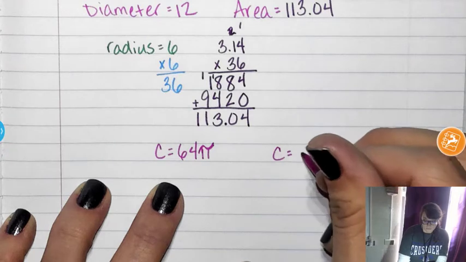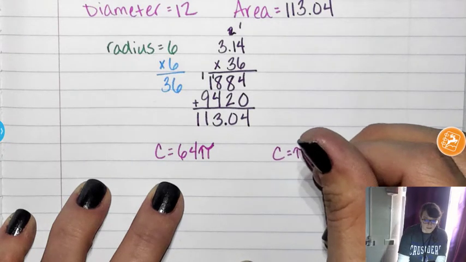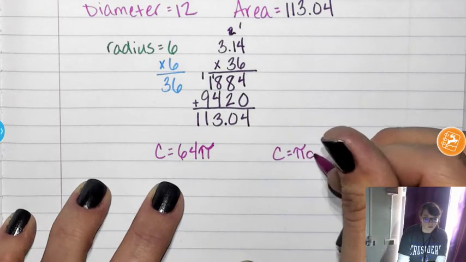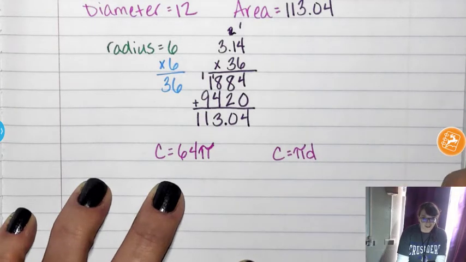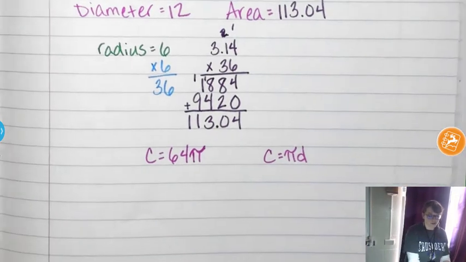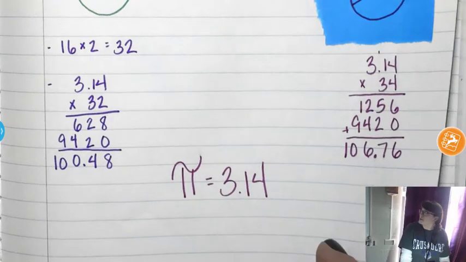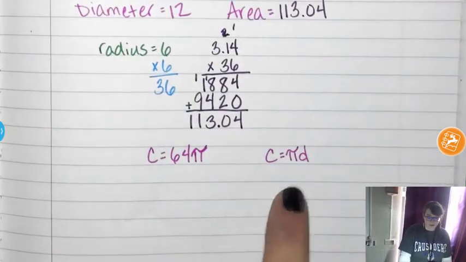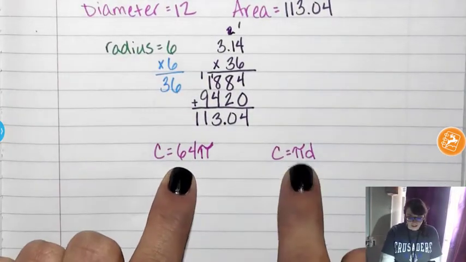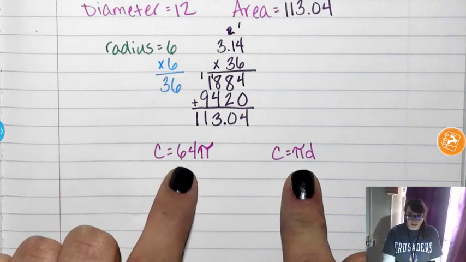It was pi times diameter. If we go back a page, diameter times pi. I call it diameter. So if you look at these two situations, 64 is what?